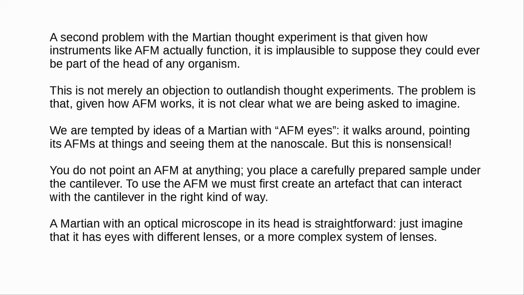I think when it comes to stuff like the atomic force microscope and electron microscopes and other sophisticated scientific instruments, I don't think the parity principle really helps support the claim that these things extend perception, because I think it's just not clear that they would intuitively count as perception if they were in the head of some other organism.